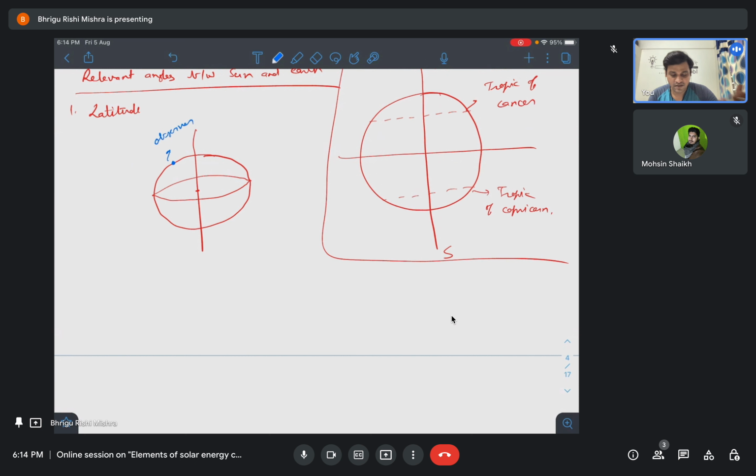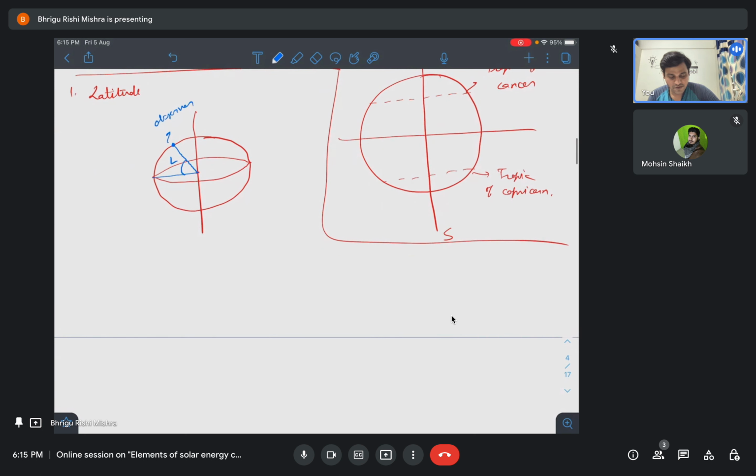Even the places have their own latitude, longitude. So the projection of this observer position makes an angle with the equatorial plane, and this is called the latitude, which is denoted as L. So this L angle is the latitude of the observer. If you move to any other position on the earth, your latitude may be different. There are points where the latitude is the same, but depending upon your position, latitude changes.